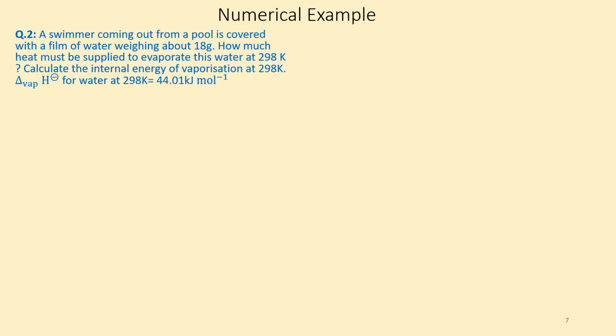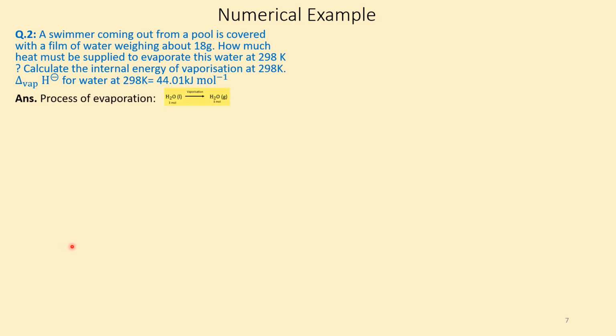Question number 2. A swimmer coming out from a pool is covered with a film of water weighing about 18 grams. How much heat must be supplied to evaporate this water at 298 Kelvin? Calculate the internal energy of vaporization at 298 Kelvin, given that delta vap H naught for water at 298 Kelvin equals 44.01 kilojoules per mole. Please read the question once again. I will proceed with this solution.